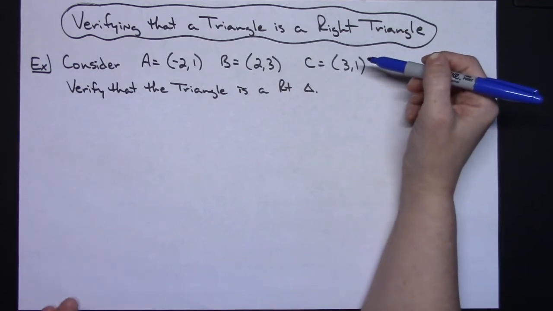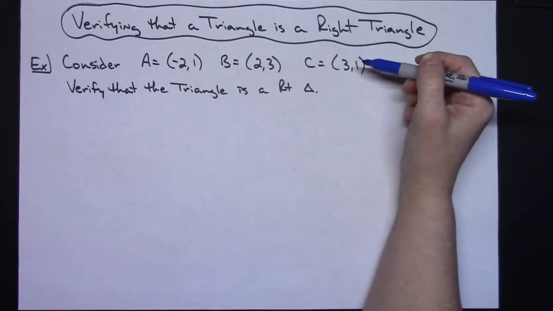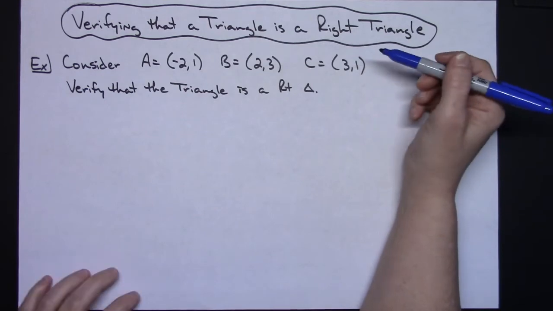Now, the easiest way to do that, since they've given us the vertexes, would be to implement the distance formula, so you can find the length of the sides and then apply the Pythagorean theorem. If you get a true statement, it can be verified with the Pythagorean theorem that yes, it would be a right triangle. If the Pythagorean theorem would not hold, then it would not be a right triangle.